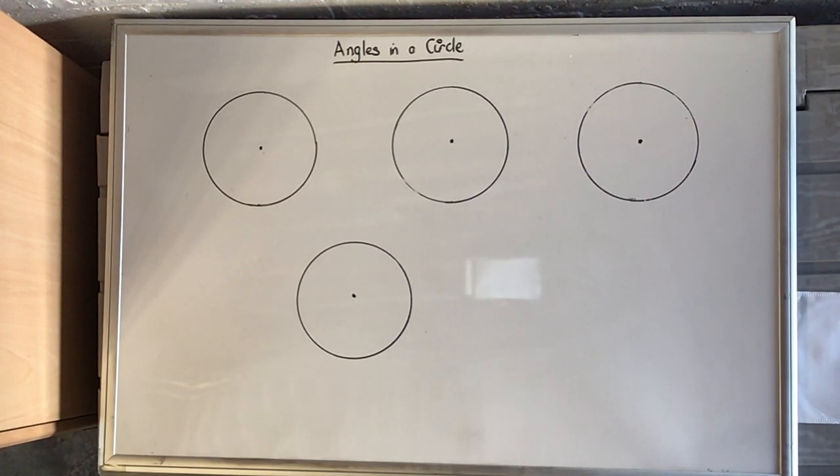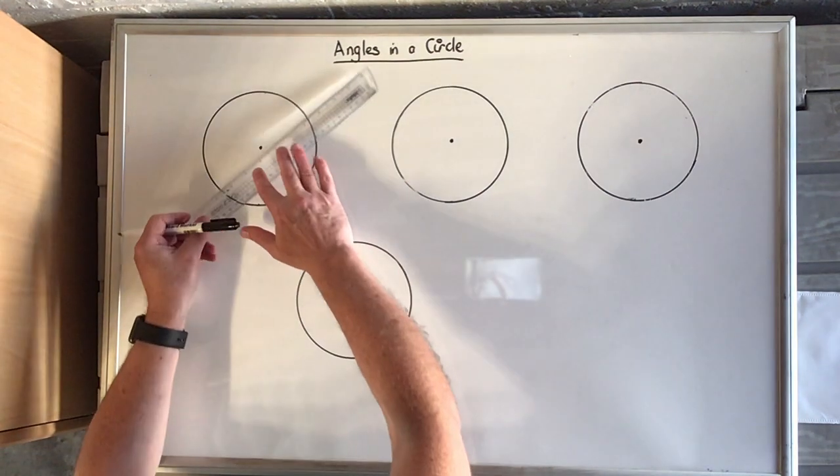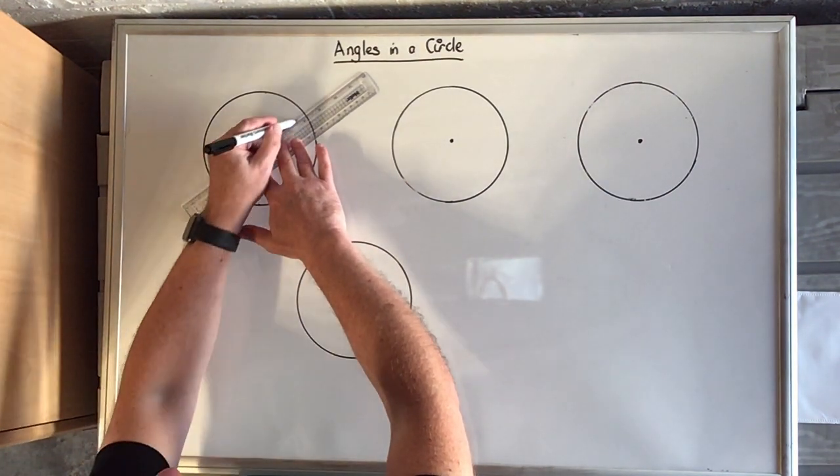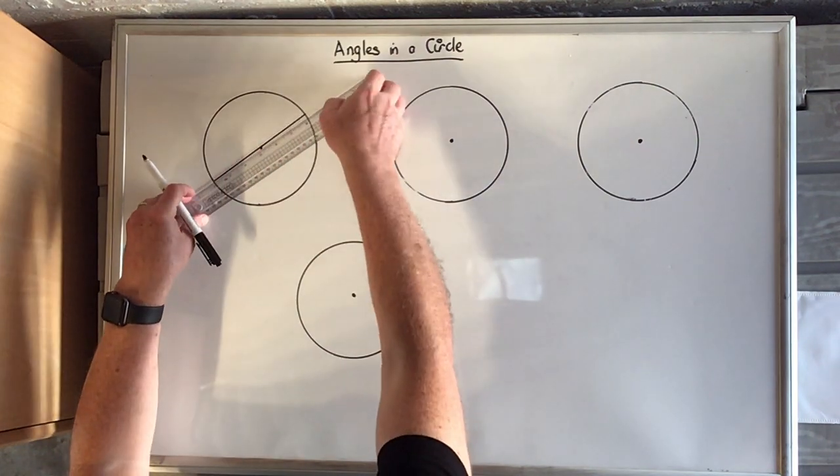So what do you have to know about angles in a circle? Well, the first one that we'll come across is triangles. Quite a lot of times you have lots of triangles within a circle, and here are the properties that come out from that. I'm going to draw a diameter in. The diameter, remember, goes through the centre of the circle from one side to the other.